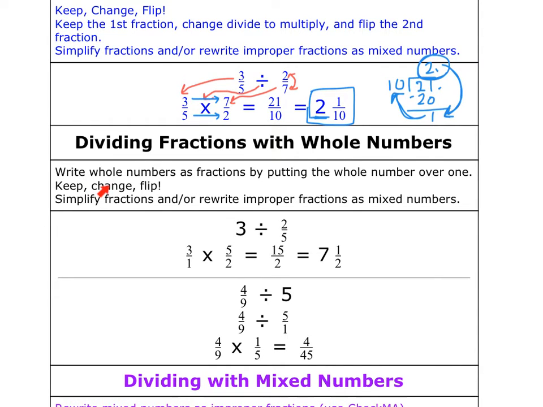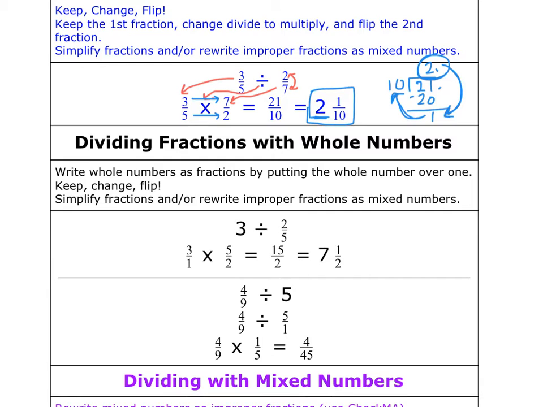Well, just like with multiplying or any other time, we need to change our whole numbers into fractions, and to do that, you put the whole number over 1. Okay, then you follow your division rules, which is keep, change, flip. So the first thing you need to do is make sure that they are both in fraction form, and then you can follow the keep, change, flip.